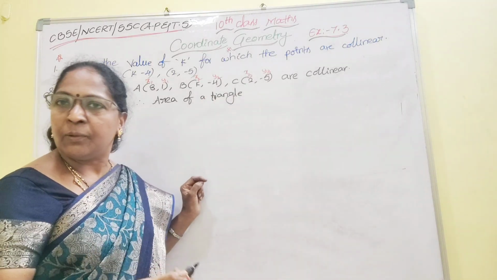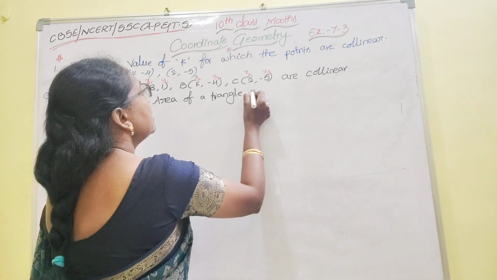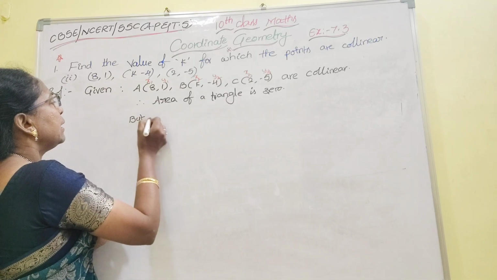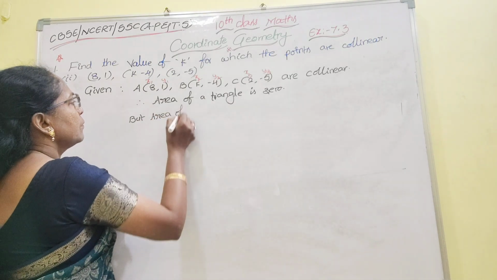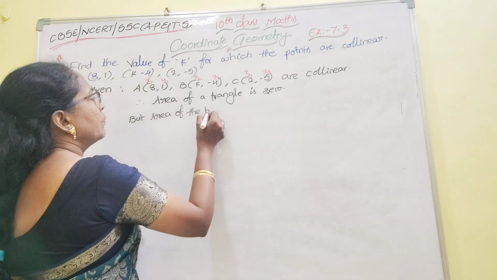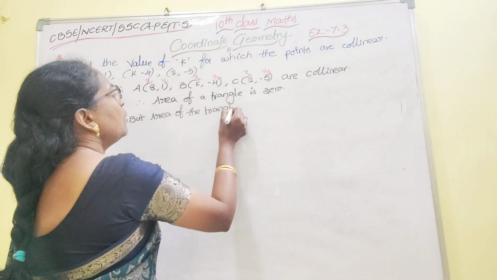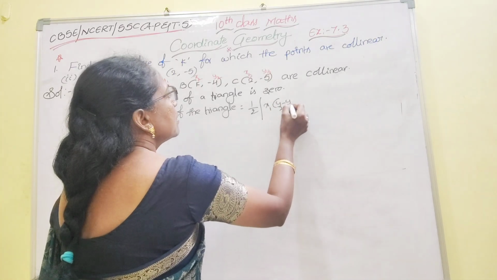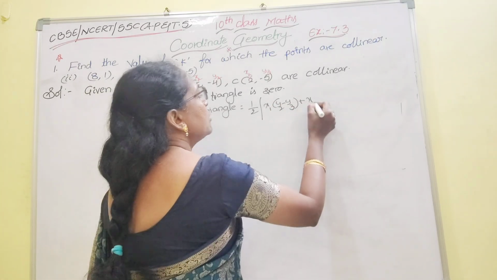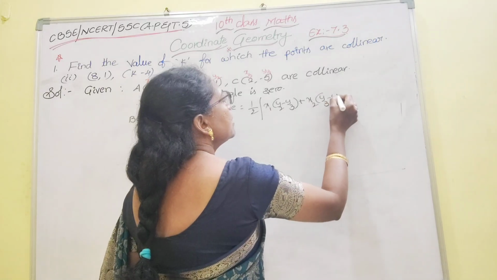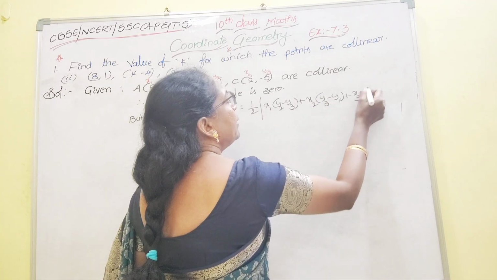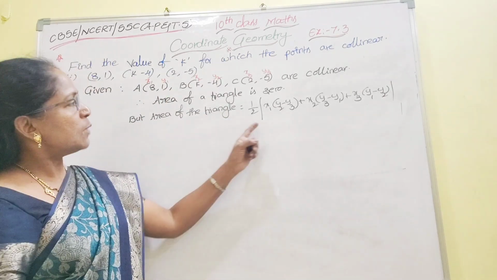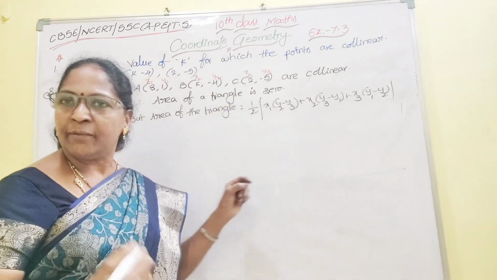Whenever these 3 points are collinear, the condition is that the area of the triangle is 0. But what is the formula? Area of the triangle equals half modulus of x1 into (y2 minus y3) plus x2 into (y3 minus y1) plus x3 into (y1 minus y2). This is the formula. Now substitute the values in this formula and equate to 0.